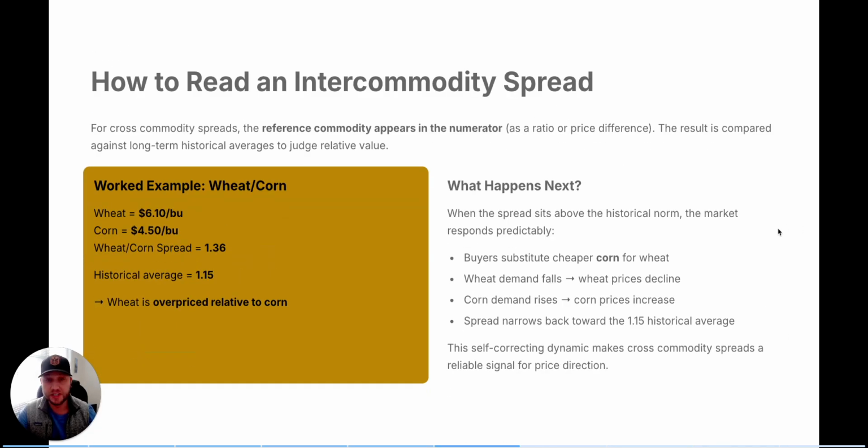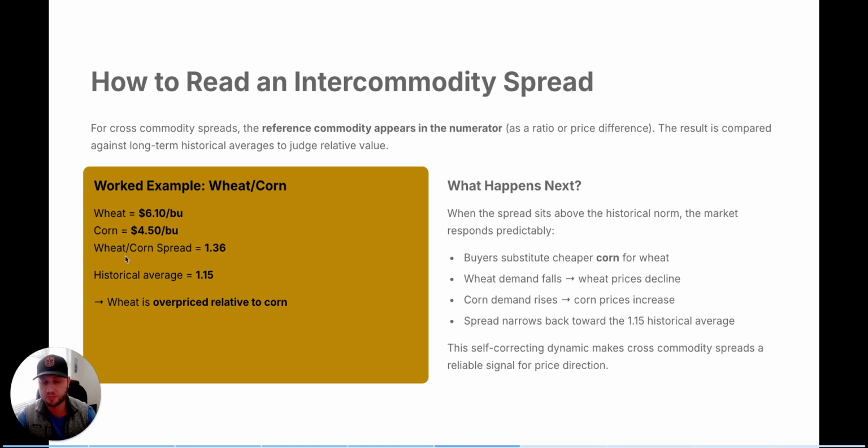So how do we read these? With the cross commodity, the reference commodity is in the numerator, right? As a ratio or price difference. The result generally has to be compared against long-term historical averages or long-term historical trading ranges. If we look at our example, we have wheat at $6.10 a bushel. So it's got its premium over corn, and corn at $4.50.